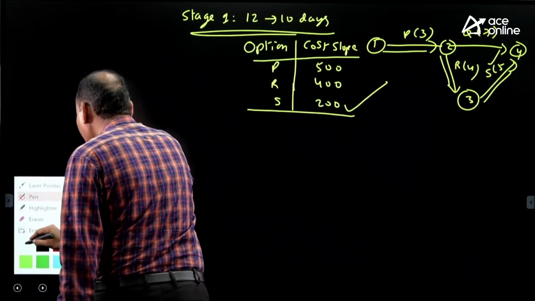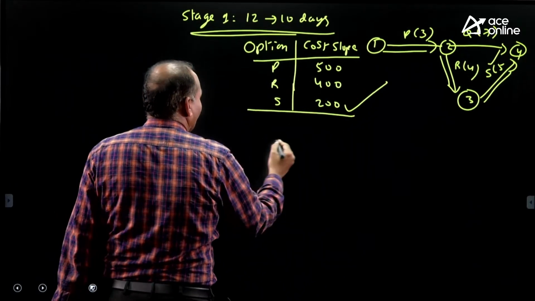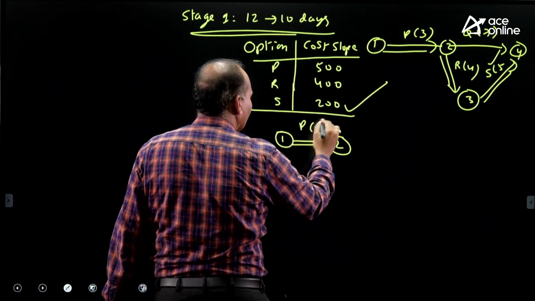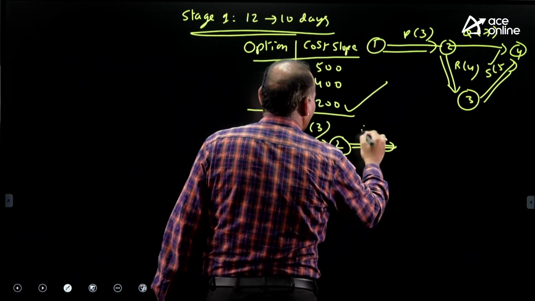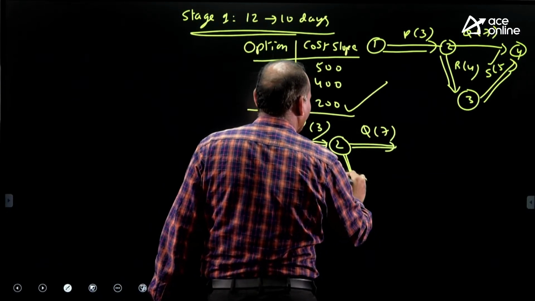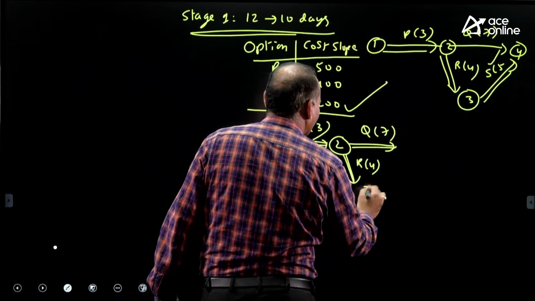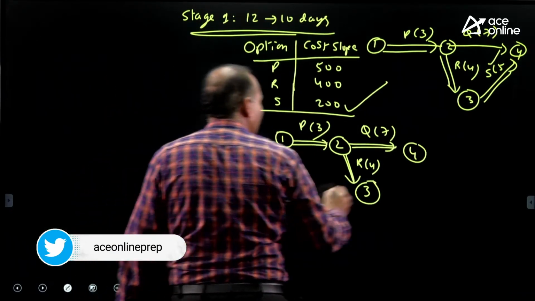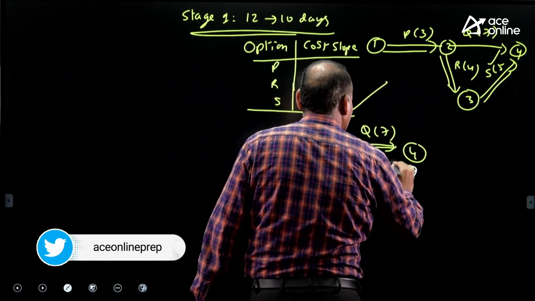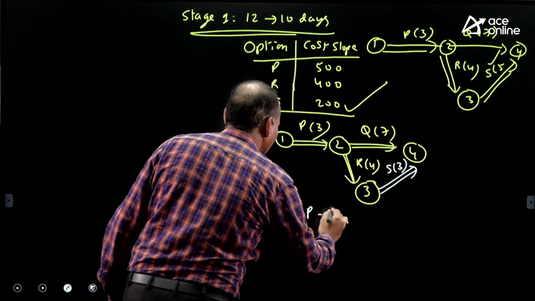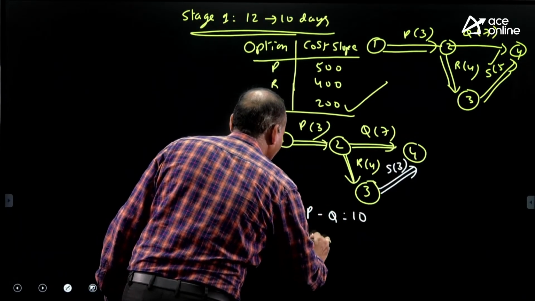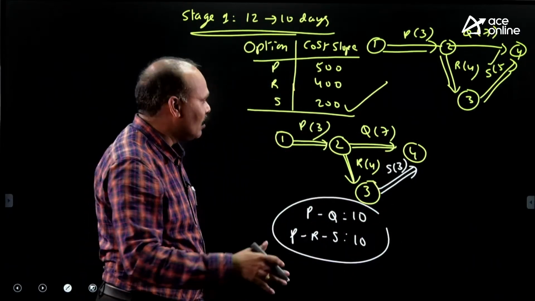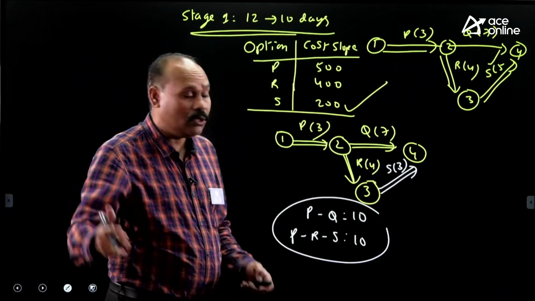After reducing, the diagram is modified. 1 to 2, P 3, Q 7, R 4. In place of S, what do we write? The S duration is changed now, S 3. Take the paths: PQ 10, PRS 10. There are two critical paths in this diagram. Now one more stage is required, 10 to 9.